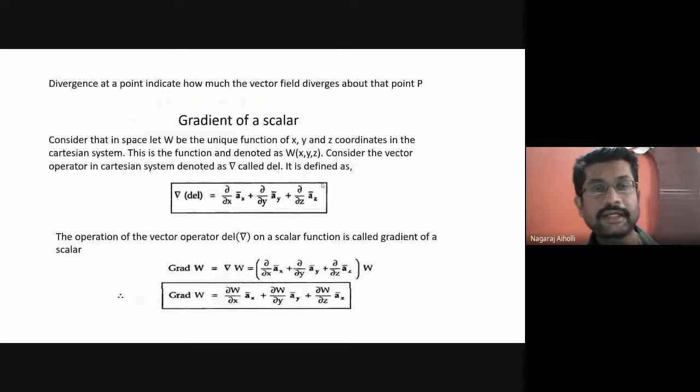Divergence at a point indicates how much the vector field diverges about that point. Divergence means it is spreading out in all the directions. How much it spreads out in all the directions, the spreading factor, that gives the divergence.